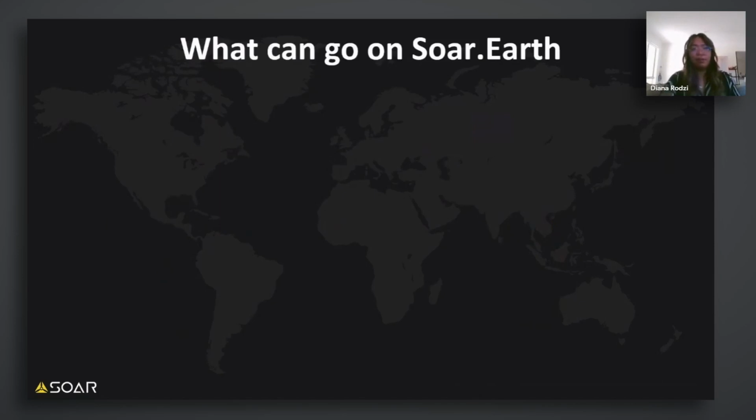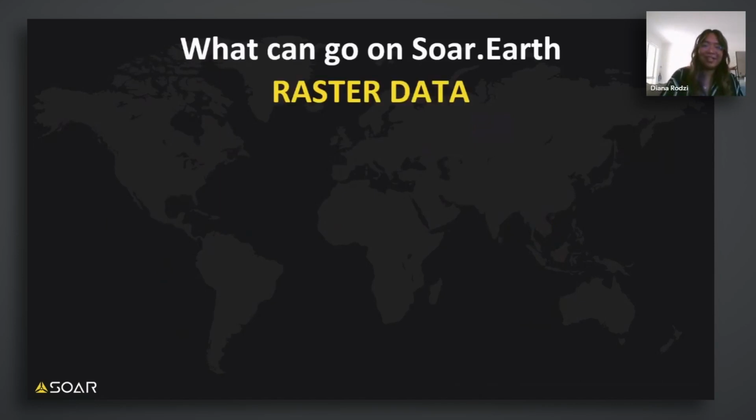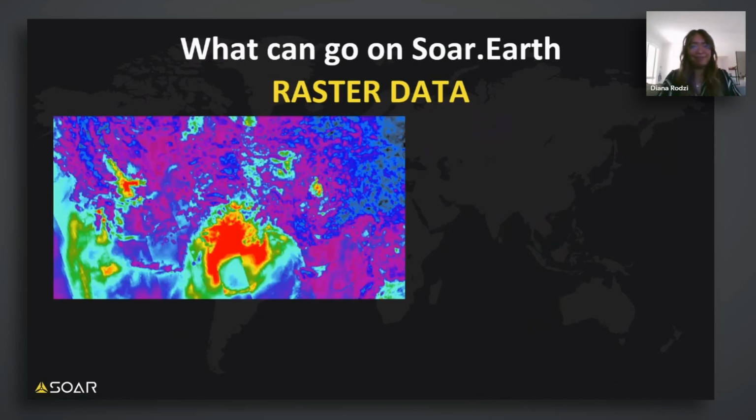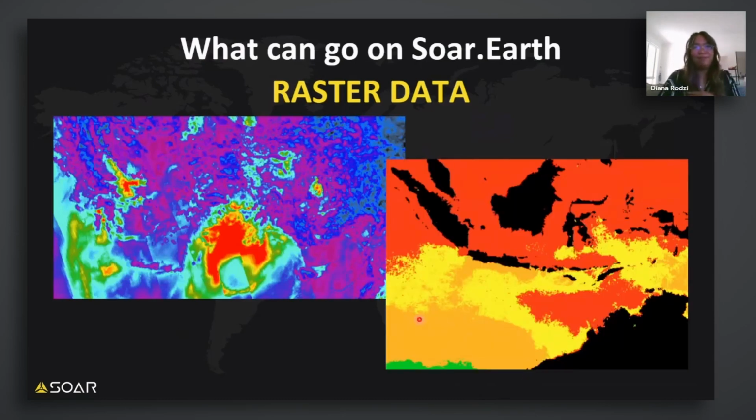Now, what can go on Soar Earth? I think you all would know it is raster data. So something like that and something like that, they're all pixel-based and look very impressive and pretty. And it generally lacks the defined lines and boundaries that you have in vector data.